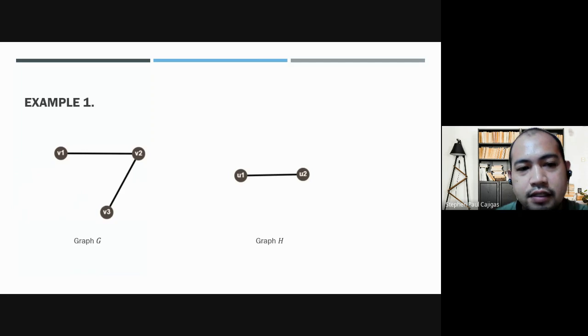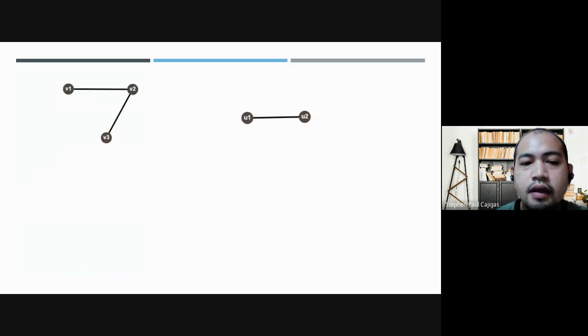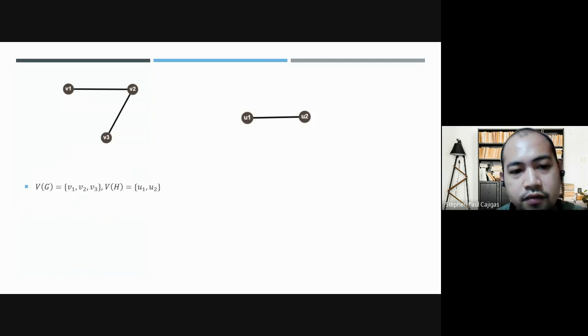Graph G has three vertices and two edges, and graph H has two vertices and one edge. First, let's list down the vertices of graph G so that we can see what's happening. The vertices of graph G are V1, V2, and V3, and the vertices of graph H are U1 and U2.